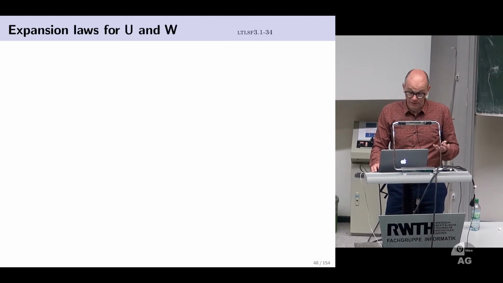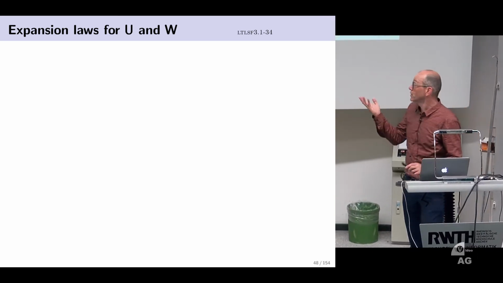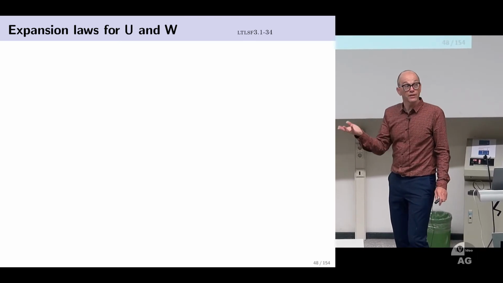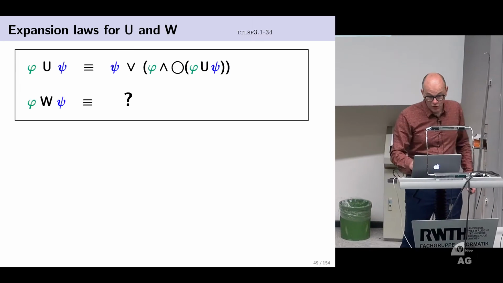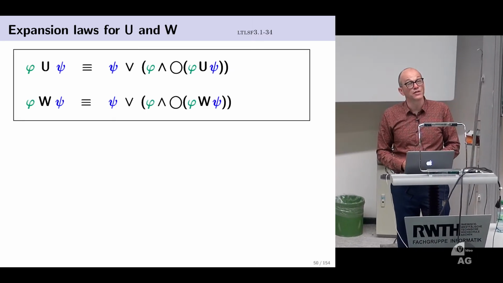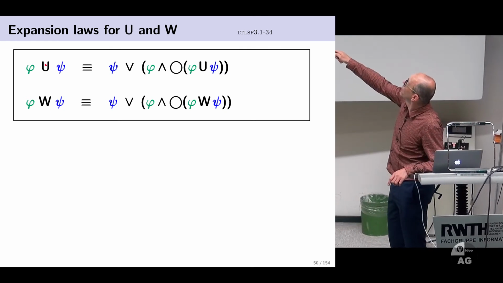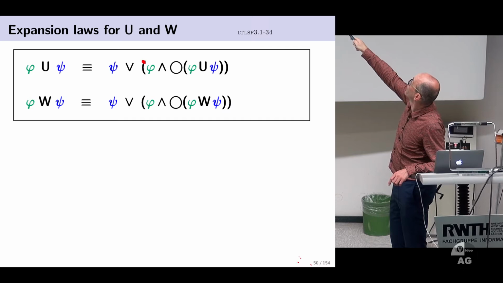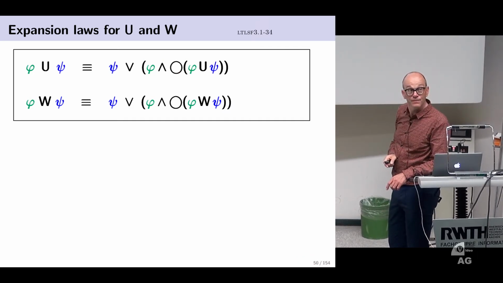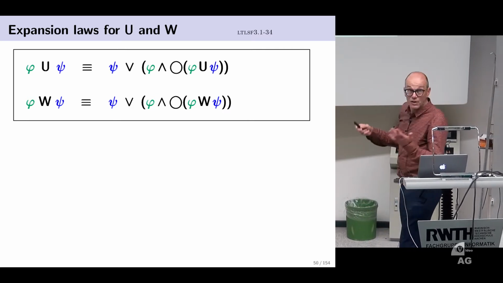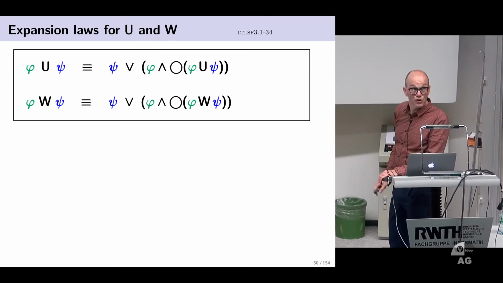Now what's the fun part about U and W? Now we have the weak until and the strong until. Now we can also look at the expansion law of the weak until operator. Yeah. And it turns out that both satisfy the same expansion law. So this was the expansion law for until. Psi holds now, or phi holds now, and from the next position on, you satisfy the until formula. We have seen this was a fixed point equation, and it turns out that W is also a solution of the same equation.